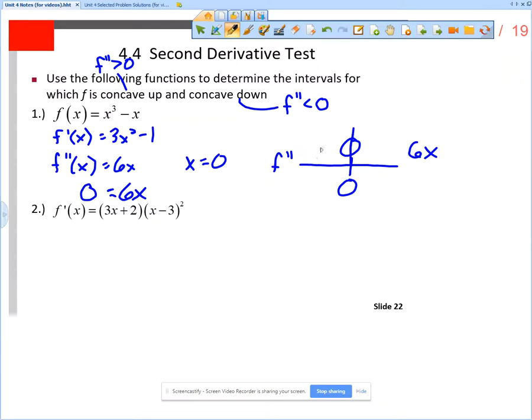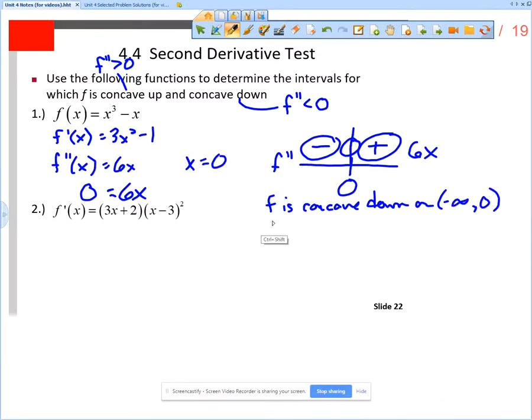So now, pick a number to the left of 0. How about a negative number? Well, of course, 6x is negative. To the right, like positive. And so what can you say? The second derivative would be negative to the left of 0. So you would write that f is concave down on the interval negative infinity to 0. F is concave up when f double prime is positive. So that would be from 0 to positive infinity.